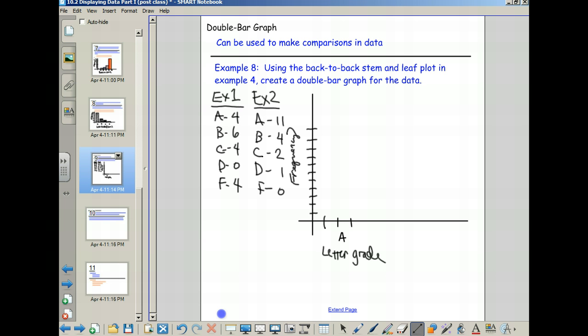So here's A. And then I'm going to have letter grades for B. Okay. And then I'm going to have letter grades for C. The letter grade of D, and then the letter grade of an F. You notice I got all kinds of little bitty marks everywhere.